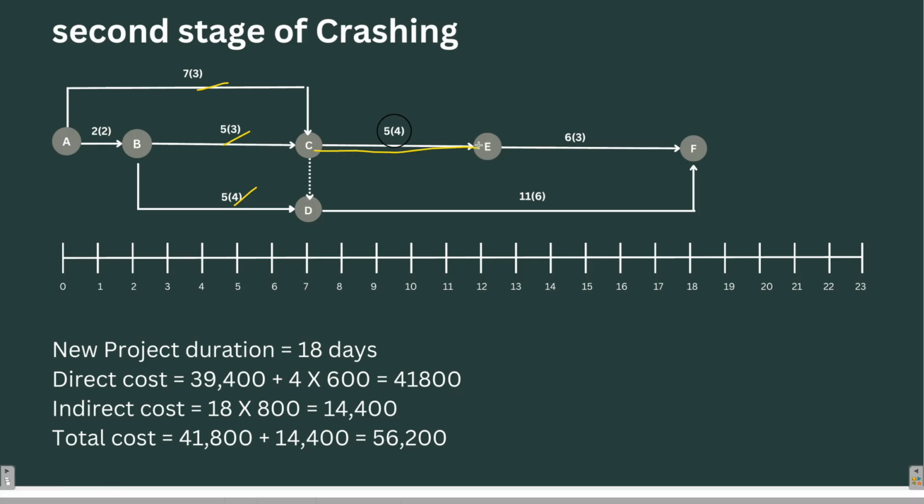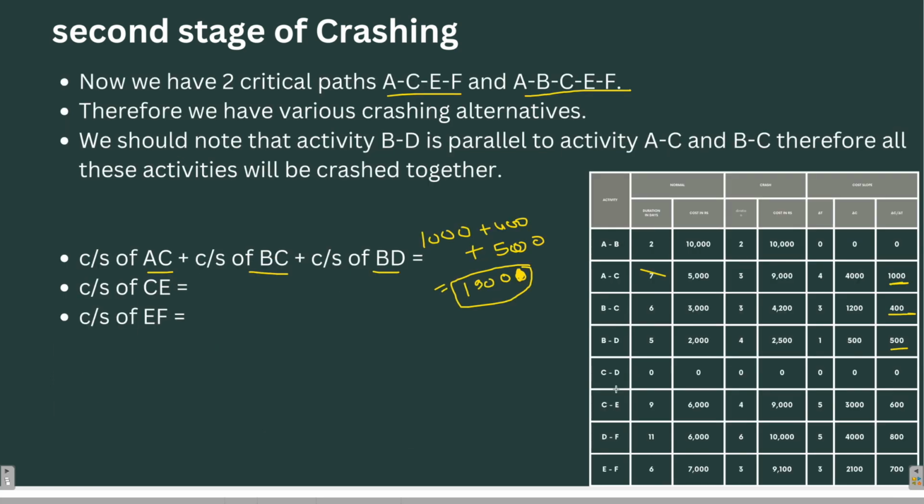So CE and EF, what is the cost slope of these two? CE is 600 rupees per day. And EF is how much? EF is 700 rupees per day. So what is the minimum amount out of these three? Obviously the minimum is CE, which is 600 rupees per day.